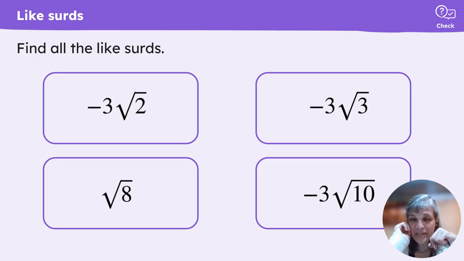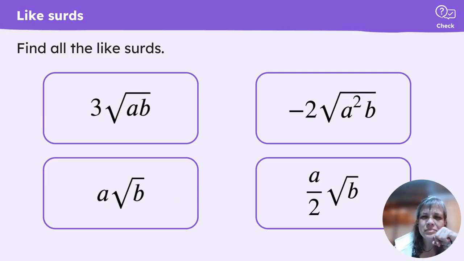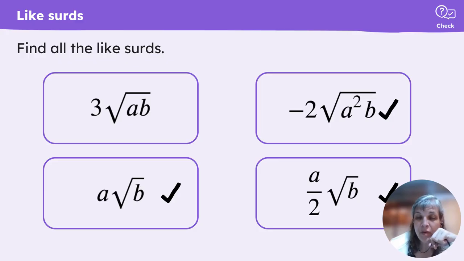So which ones could you make the same here? Minus 3 root 2 and root 8. Which ones could you make like surds here? Or which ones are like surds? Here you have algebra. You can pause the video if you want to. When you come back, I hope you find that these three could all be like surds.